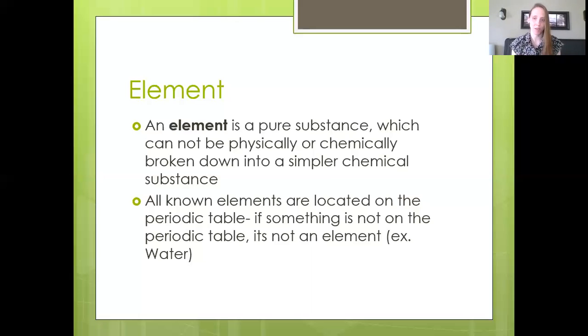If something's not on the periodic table, it's not an element. It's probably a compound or a molecule instead. So for example, water can be chemically broken down into hydrogen and oxygen. So water is not a pure element, and you won't find it on the periodic table.